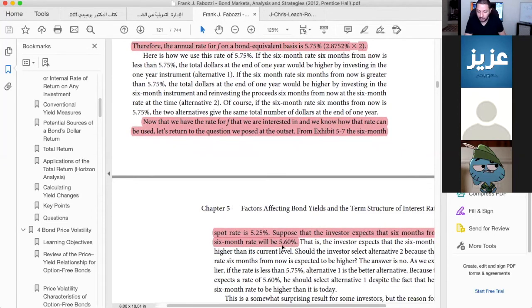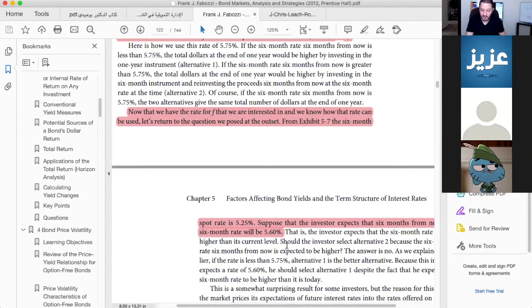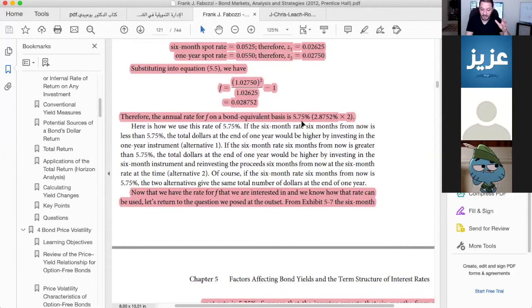So we don't have to compare the expectation for the investors to the current situation. So we don't have to say that, okay, after 6 months, I'm expecting that the forward rate or the future rate would be equal to 5.6%, while now it is just 5.25%. You have to compare this 5.6% to the forward rate, which is the consensus of the market, right? So the market is expecting 5.75% after 6 months, right?